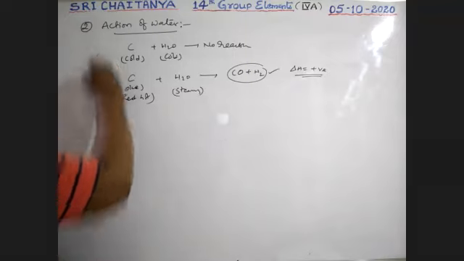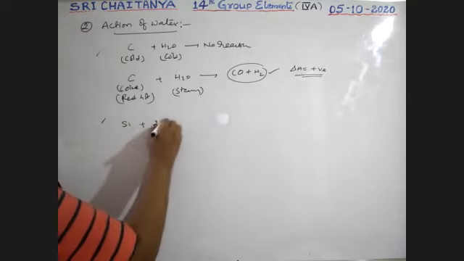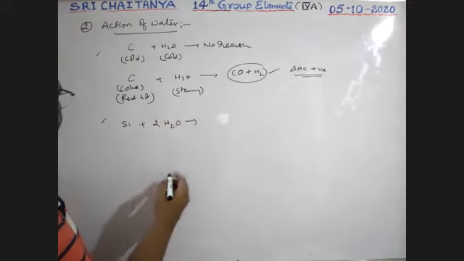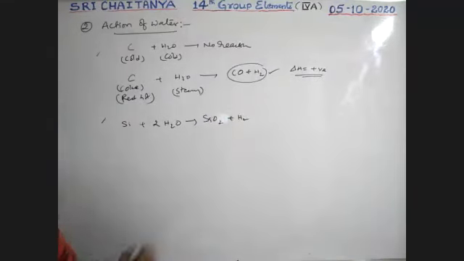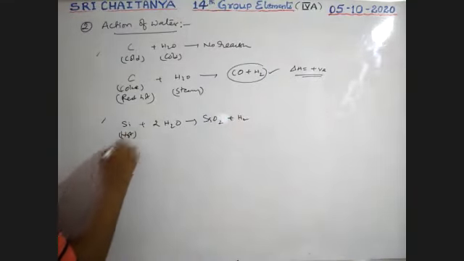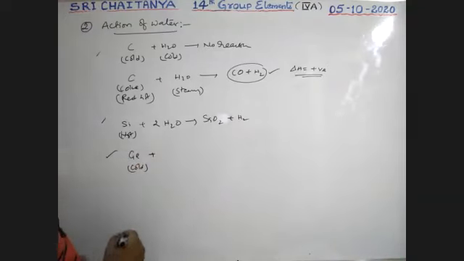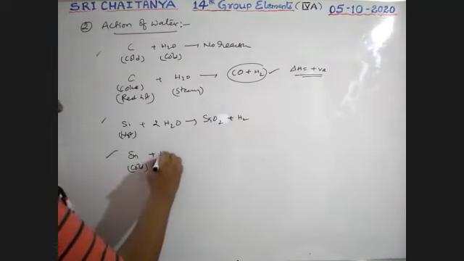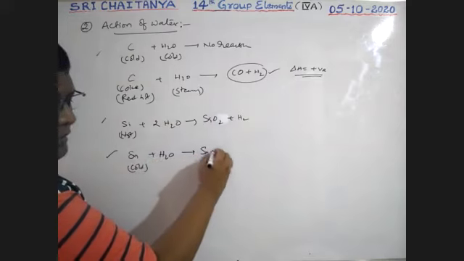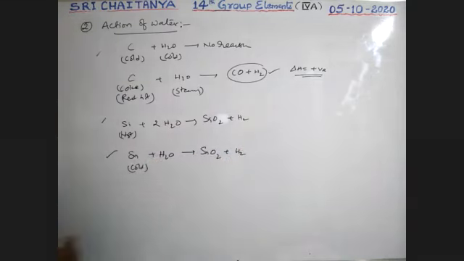Next, silicon also reacts with water, that gives SiO2 and hydrogen gas is evolved. It is also in hot condition, boys. Next, tin in cold condition reacts with water and gives SnO2 plus H2 gas evolved.